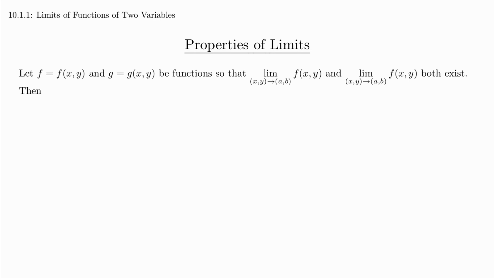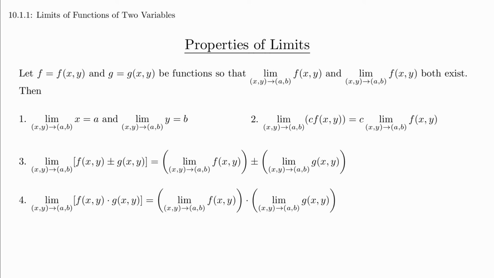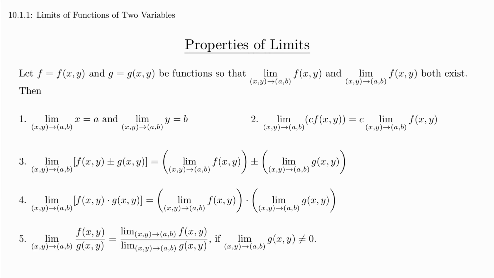The book lists 5 properties of limits, and while there's a lot of notation here, the ideas are simple and should be familiar. As long as the limits of our functions exist, then there are certain properties that they follow. The first one states that the limits of isolated variables are exactly what you think they should be. The second is that constants can be factored out of the limit. The third and fourth show that the limit respects addition, subtraction, and multiplication. The fifth one says the same with division, as long as you do not end up with division by 0.